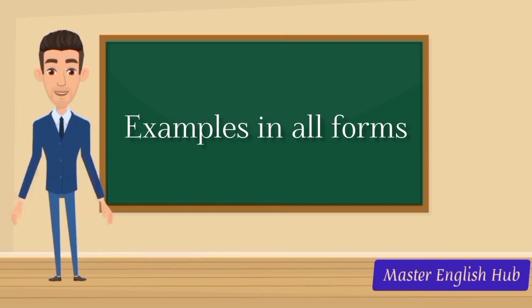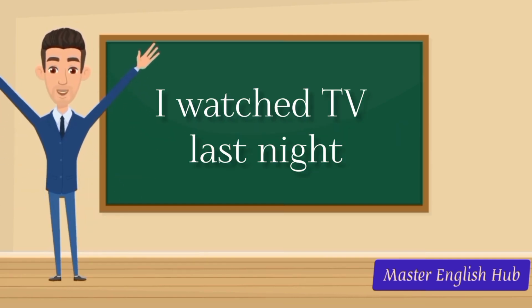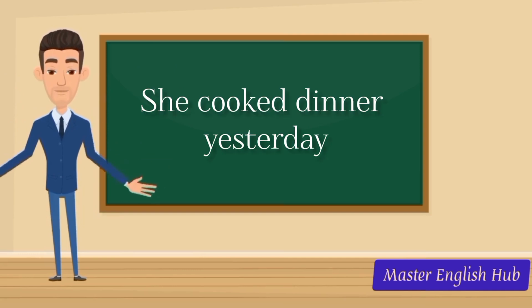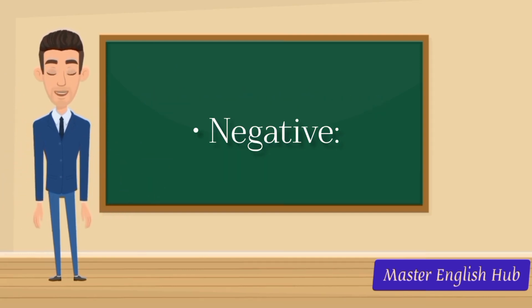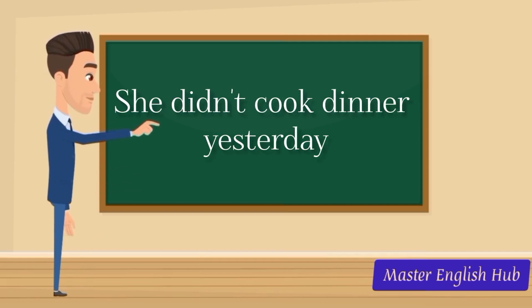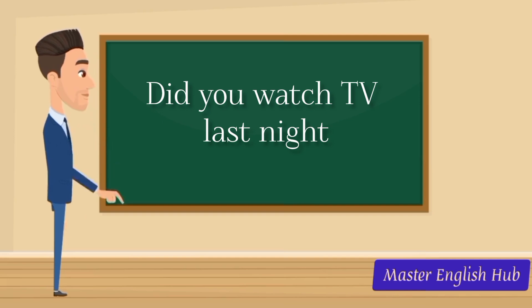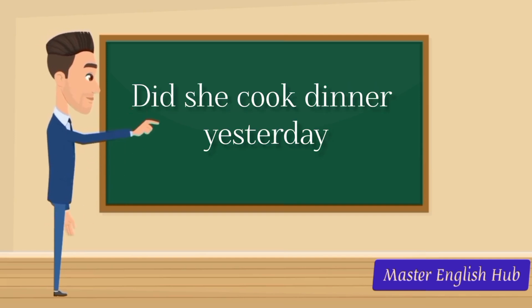Examples in all forms. Affirmative: I watched TV last night. She cooked dinner yesterday. Negative: I didn't watch TV last night. She didn't cook dinner yesterday. Questions: did you watch TV last night? Did she cook dinner yesterday?